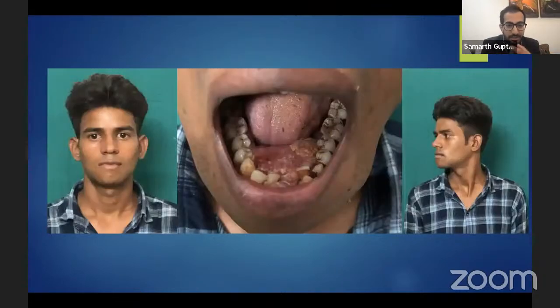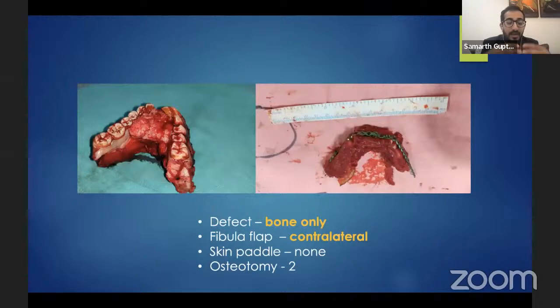So this is a young patient who came with ameloblastoma. You can see a big swelling on the chin area and in the floor of the mouth. So the entire floor of the mouth, its central segment as well as the lateral segments, were extracted, and you can see how almost the entire central segment and the body part of the mandible has been resected and reconstructed using the free fibula flap.